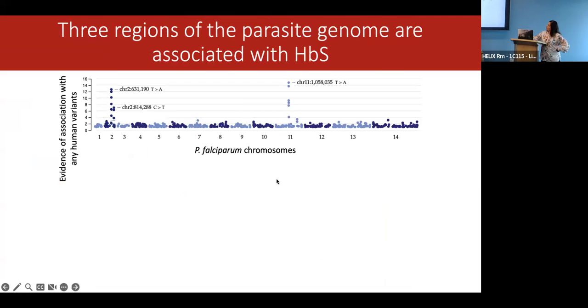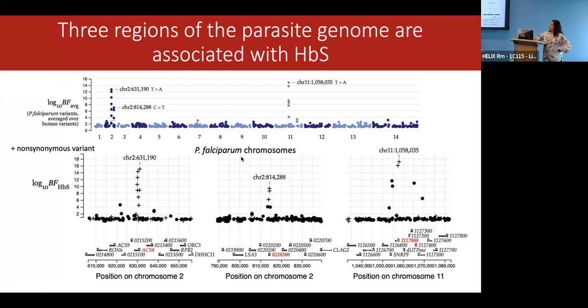And the result was that we found 3 loci, 3 parts of the parasite genome, that were associated with host genetic variation. So now this is the parasite genome. There are 14 chromosomes, and on the y-axis is evidence of association with any human variant. It turned out that all 3 of these were associated with a sickle cell allele. Zooming in on these signals, we see association signals with non-synonymous protein coding changes in 3 different regions and 3 different genes.